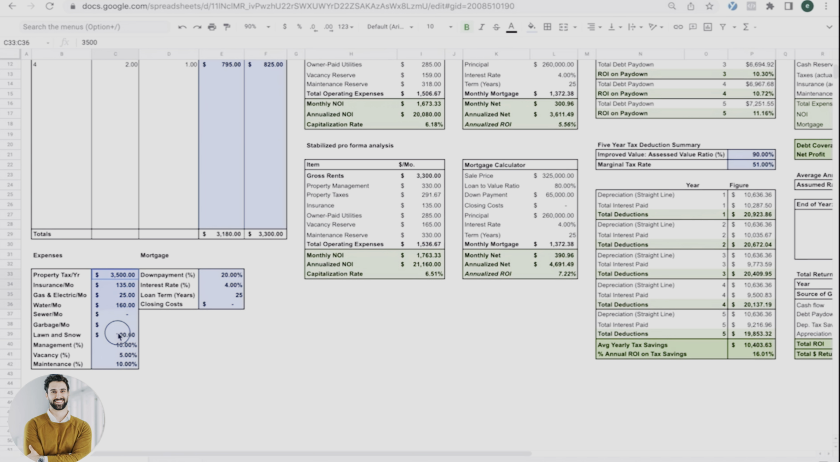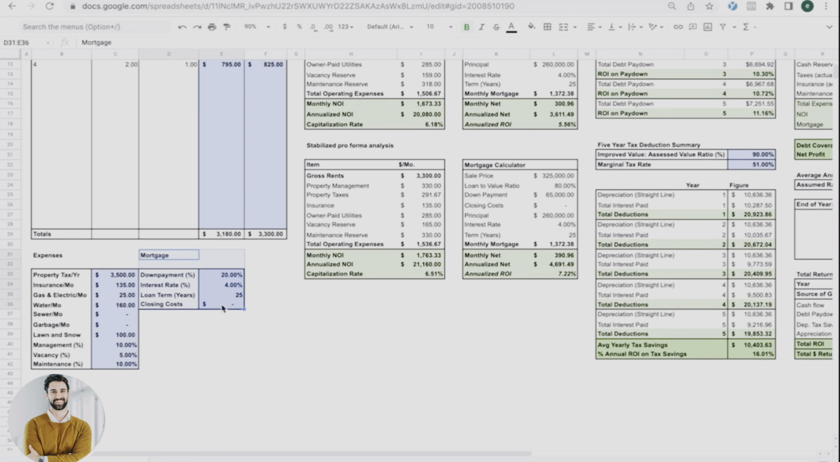And these aren't every possible expense. Maybe you have pest control that you bake into the maintenance cost. Or maybe you add a separate line for it, right? Maybe you have an HOA that you want to add into this lawn and snow cost, because that's kind of what it covers, right? Or maybe you want to add a separate line for it. But there are going to be potentially other expenses. These are just the most common.